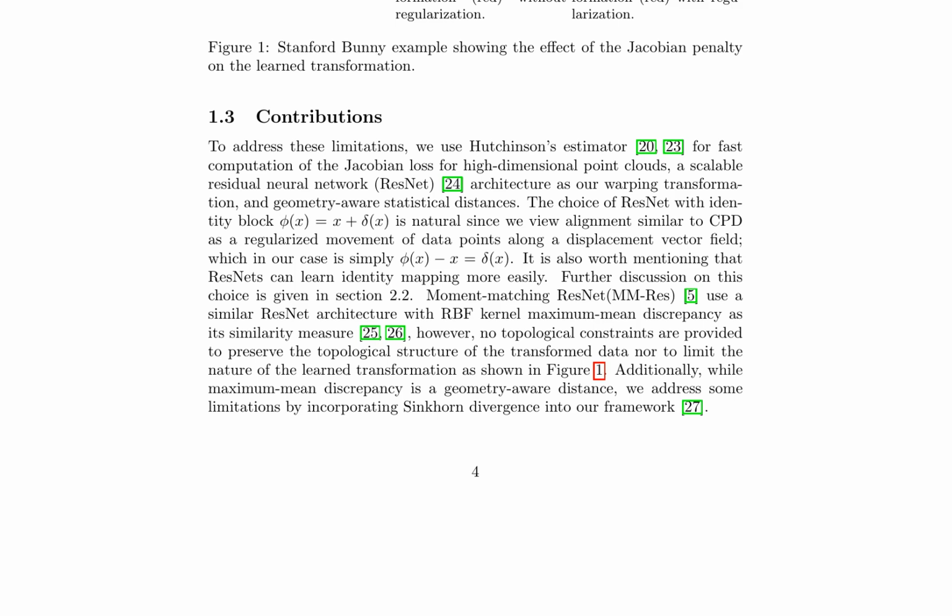To overcome these limitations, the authors incorporate Sinkhorn divergence into their framework, providing a more comprehensive approach to point cloud alignment. This approach ensures that the topological structure of the data is preserved while allowing for flexible transformations, thereby enhancing the accuracy and efficiency of point cloud alignment.